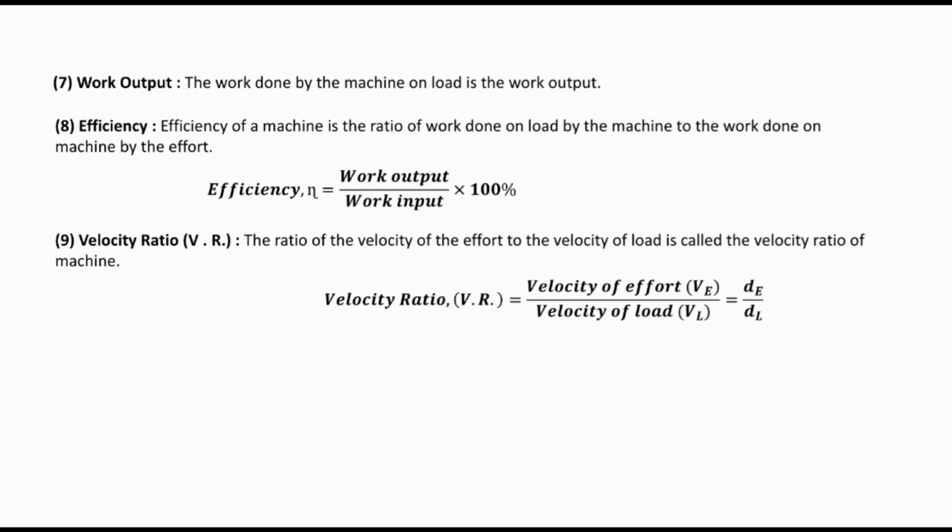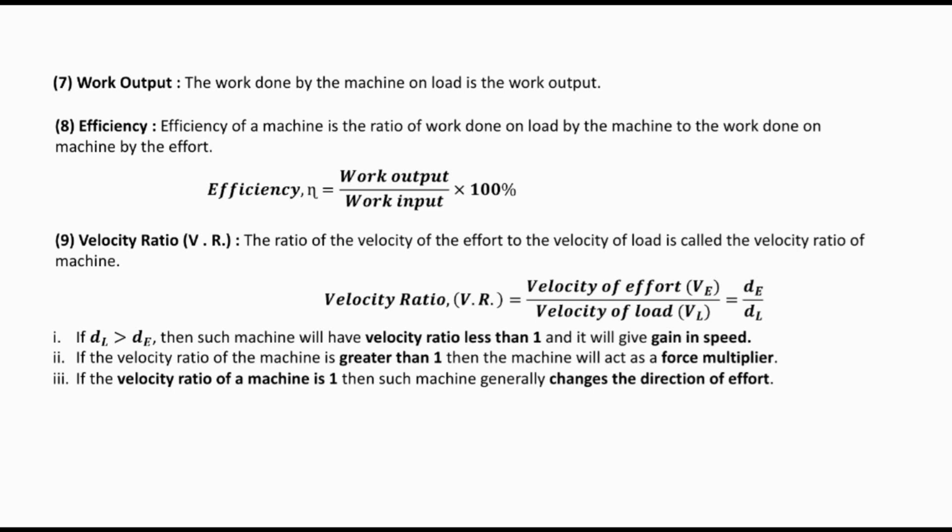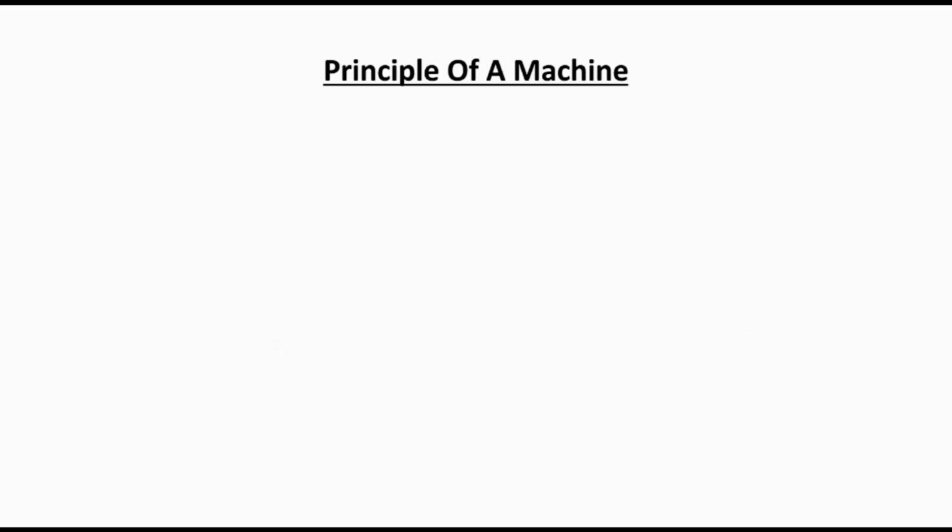I hope you understood. So here, if dL is greater than dE, that is displacement of load is greater than displacement of effort, then such a machine will have velocity ratio less than 1 and it will give gain in speed. If the velocity ratio of a machine is greater than 1, then the machine will act as a force multiplier. If the velocity ratio of a machine is 1, then such a machine generally changes the direction of effort.